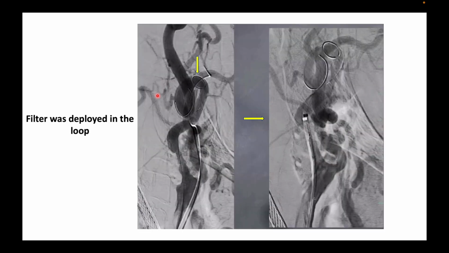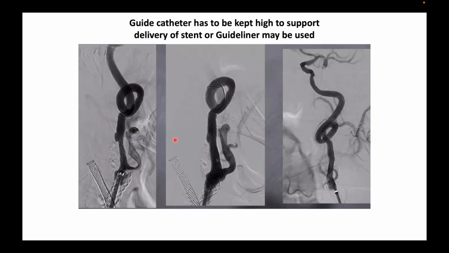So what was done here, the filter was deployed just at the beginning of the loop. It's touching the walls of the carotid artery on both sides, and then the stent was taken in, and you can see the stent being deployed here. Now in this case, if there is difficulty taking the stent because there is a big angulation, you can use a guide liner. You can take your guide up or use a guide liner.